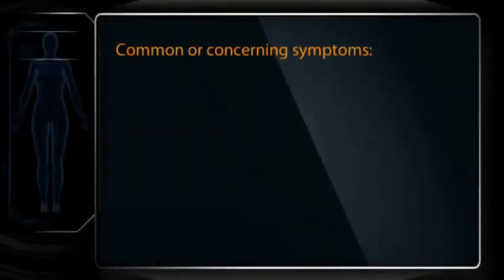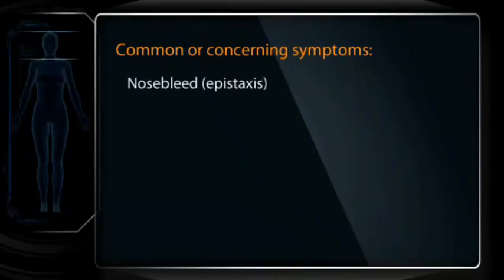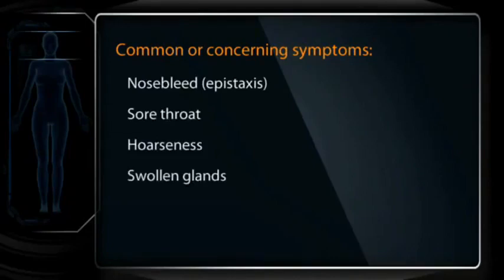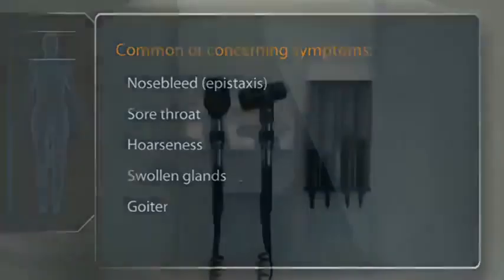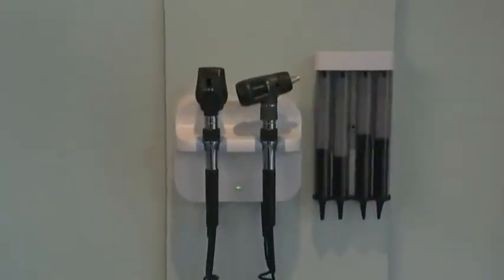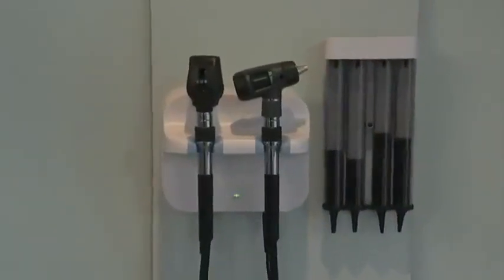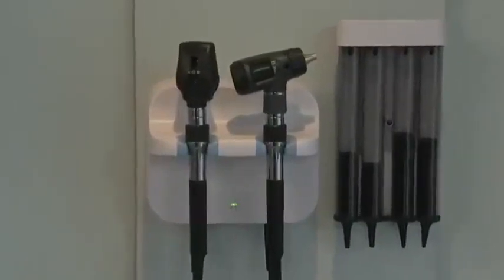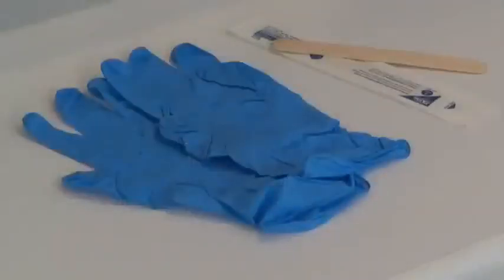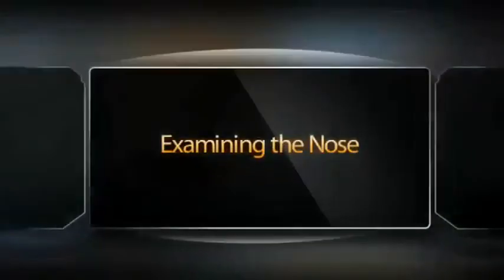Common or concerning symptoms relating to the nose, mouth, and neck include nosebleed or epistaxis, sore throat, hoarseness, swollen glands, and goiter. Before you start your examination, make sure the examination equipment is within easy reach, including otoscope, tongue blades, and gloves.